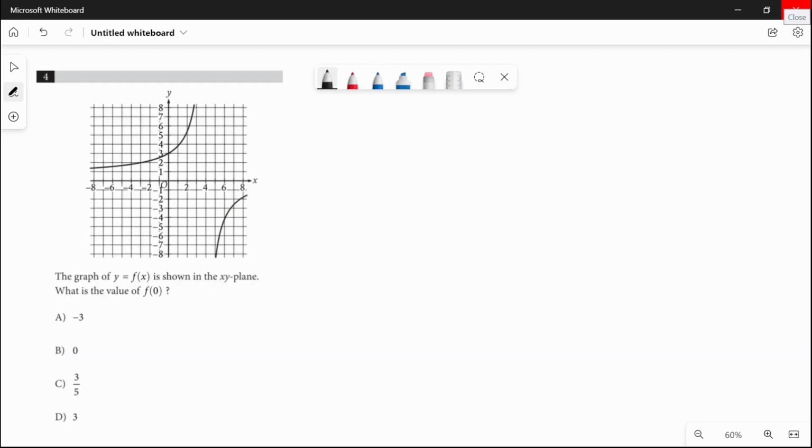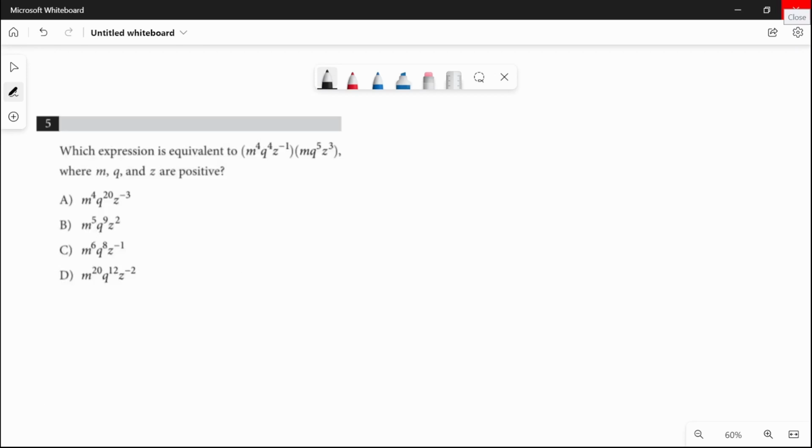Question number 4. The graph of y equals f of x is shown in the xy plane. What is the value of f of 0? So here we should find the value of y when x is equal to 0. So let's find where x is equal to 0. x is equal to 0 at this point here. This point is (0, 3). The value of x is 0 and the value of y is equal to 3. So the value of y when x is equal to 0 is 3. So the answer is choice D.